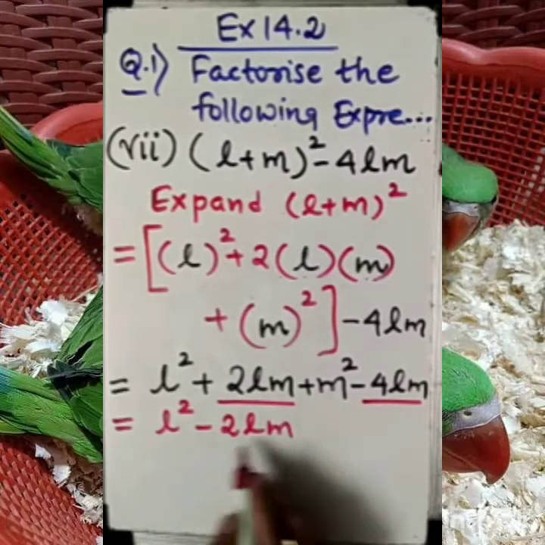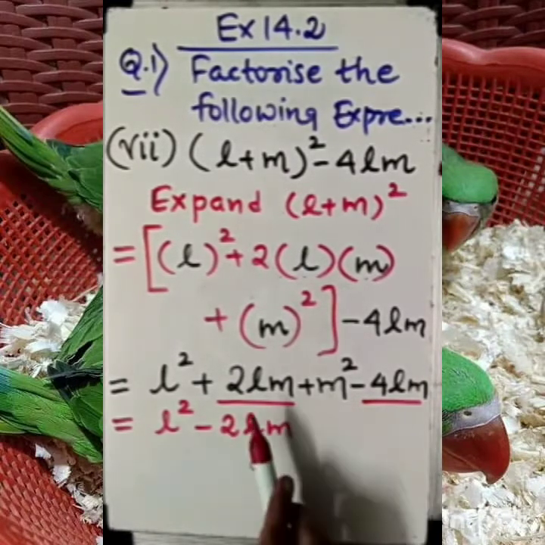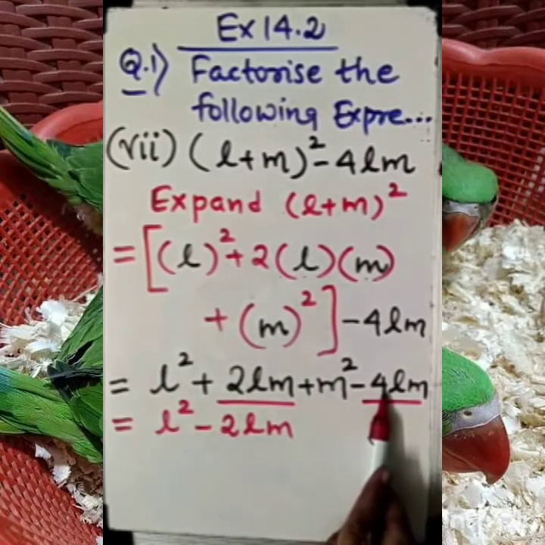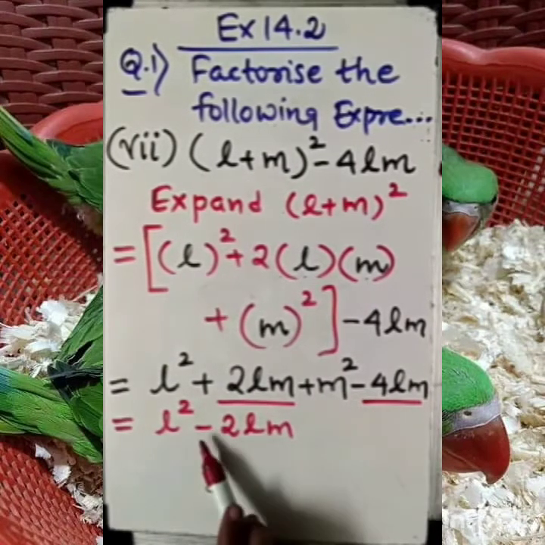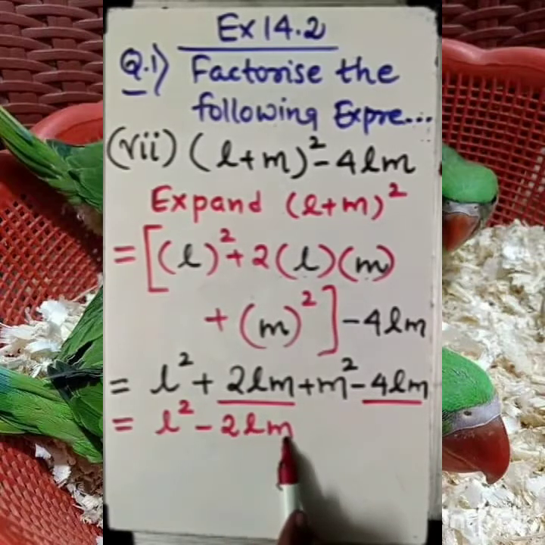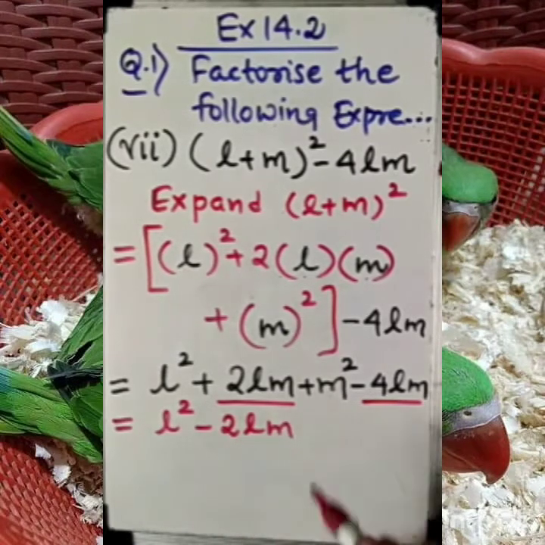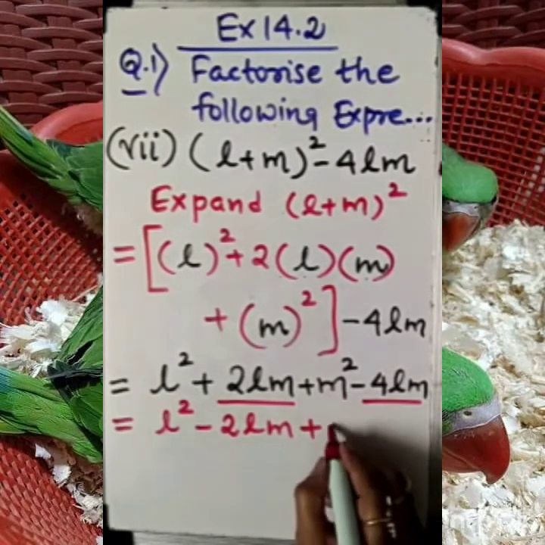This is a very important result. I am explaining again, look at your screen. Plus 2 minus 4, so it is minus 2lm. Plus 2 minus 4 is minus 2, and this is the variable lm. And beside this, m square is left.